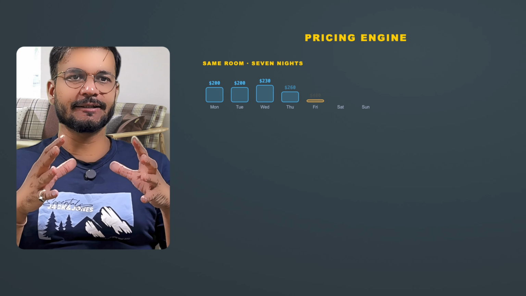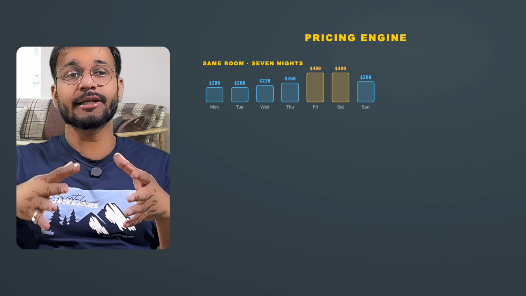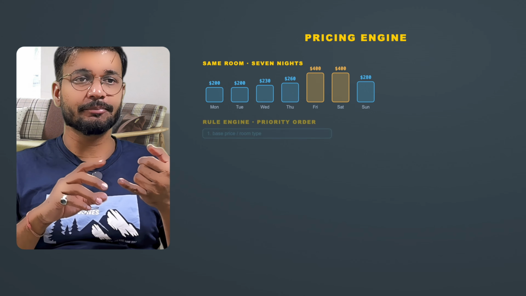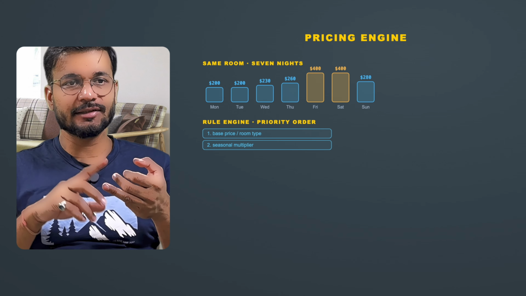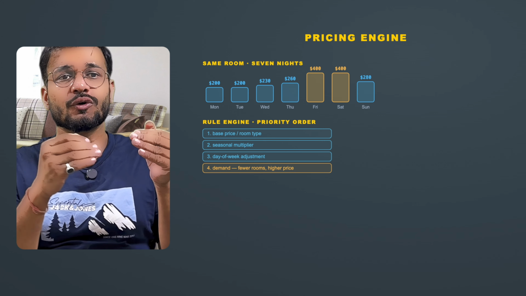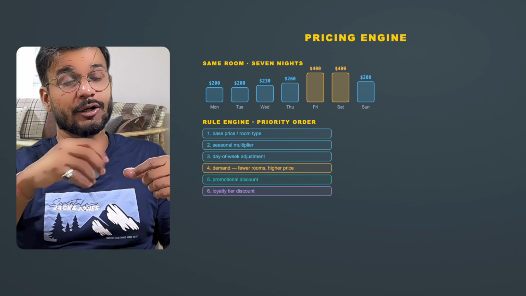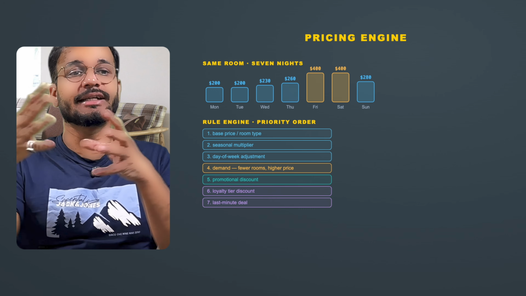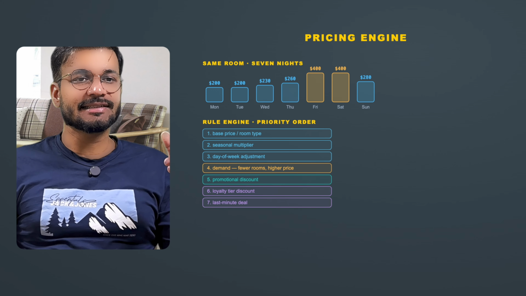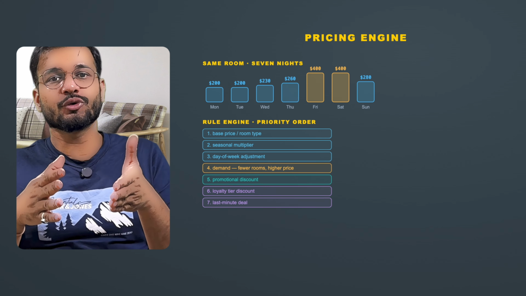The next topic we are going to discuss is the pricing engine. Hotels use dynamic pricing. The same room can cost different amounts on different days. The pricing rules include base price per room type, seasonal multipliers, day of week adjustments, and demand-based pricing: fewer available rooms equals higher price. Then we have promotional discounts, loyalty tier discounts, and last-minute deals. The pricing engine takes the hotel ID, room type, date range, and user loyalty tier, and computes a final price.